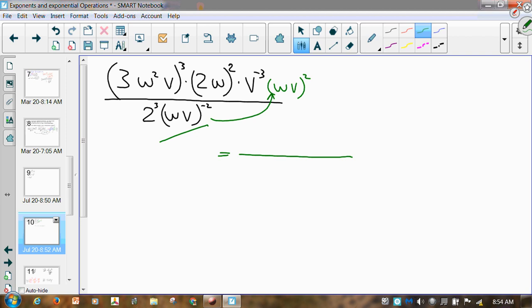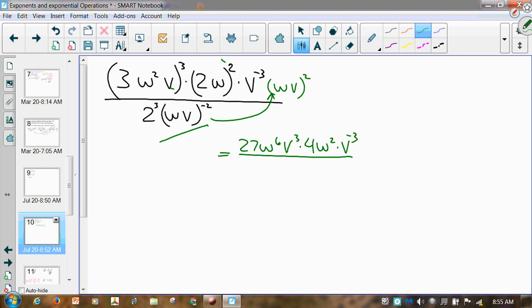Okay, so 3 cubed is 27. W squared raised to the third power is w to the 6th. And v cubed raised to the third power is v cubed. And then we have 2w. Remember, order of operations on this multiplication here. We're going to do the exponent first and then multiply, right? And so we're going to have times 2 squared, which is 4, and w squared. And then we've got times v to the minus 3.